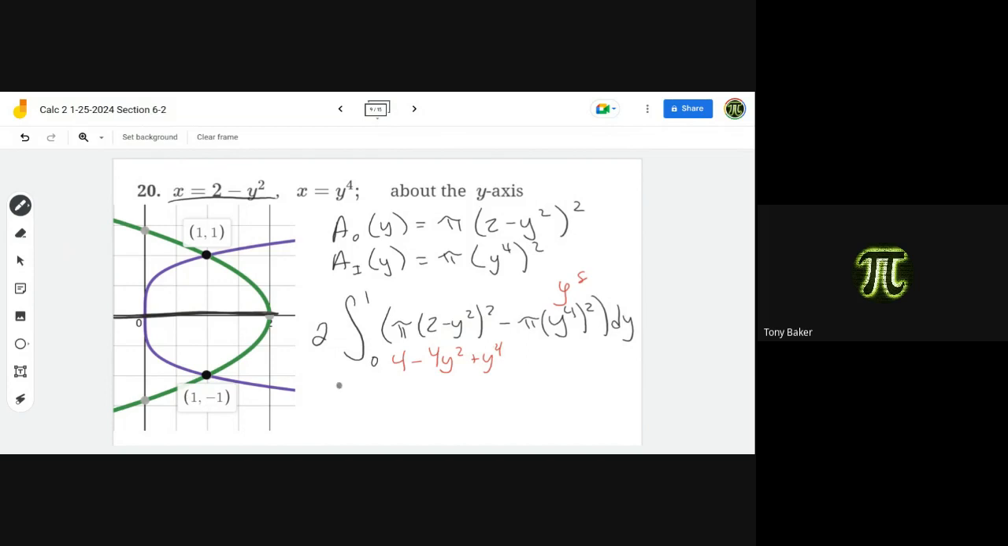There we go. All right, I'm going to pull out the pi since that's just a constant, so I don't need to keep that in there. And then I can put all this down. So I have 4 minus 4y squared plus y to the fourth minus y to the eighth dy, times 2. And the nice thing is now it's a simple power rule integration.